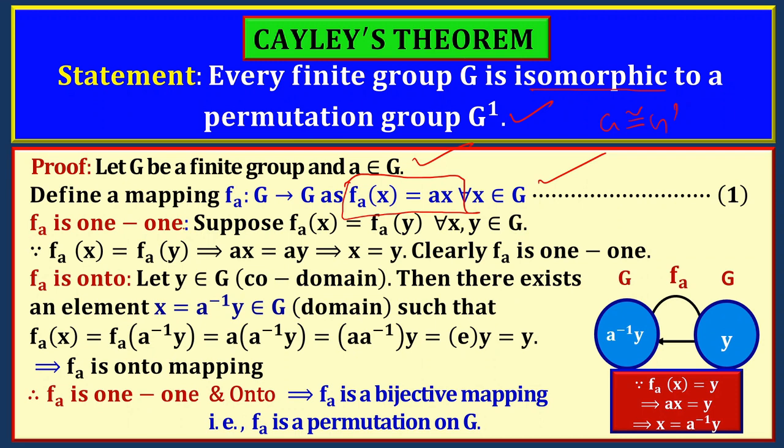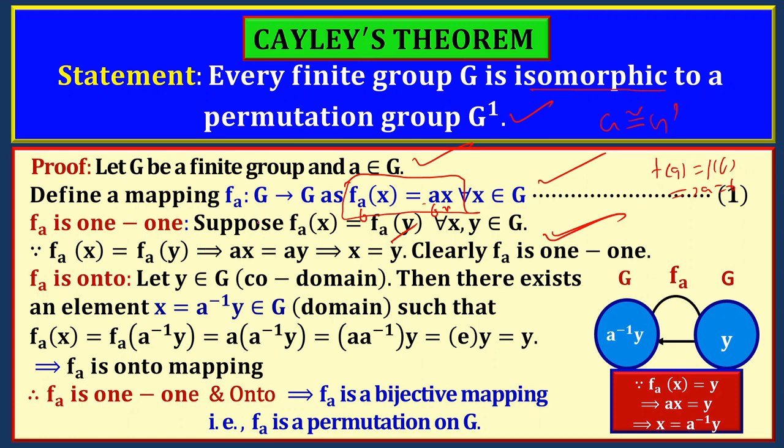First one, f_a is 1-1. Suppose f_a(x) = f_a(y). The general definition of 1-1: f(a) = f(b) gives a = b. Here, f_a(x) = f_a(y), using 1, f_a(x) is ax and f_a(y) is ay. So ax = ay. Since a, x, y are elements in G, cancellation laws hold in groups. By using the left cancellation law, cancelling a, that gives x = y. So f_a(x) = f_a(y) gives x = y, which means f_a is a 1-1 mapping.